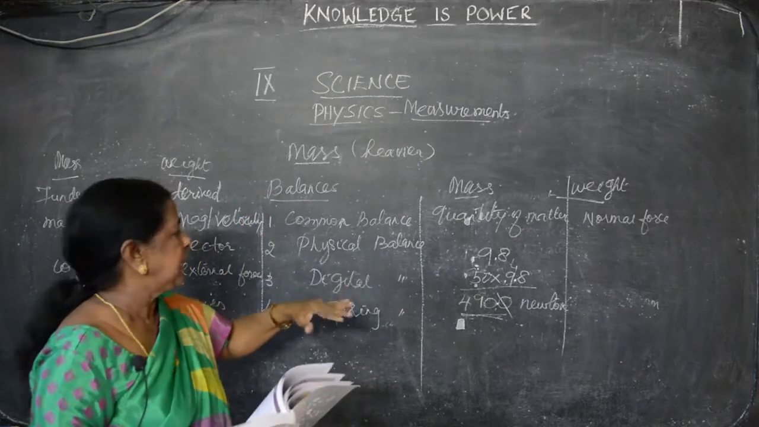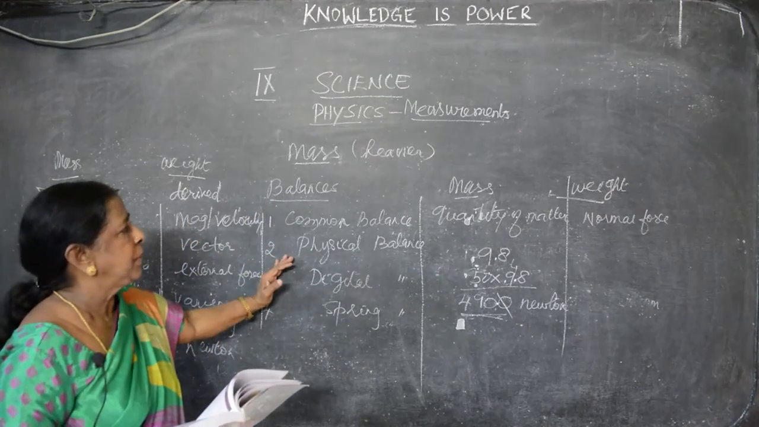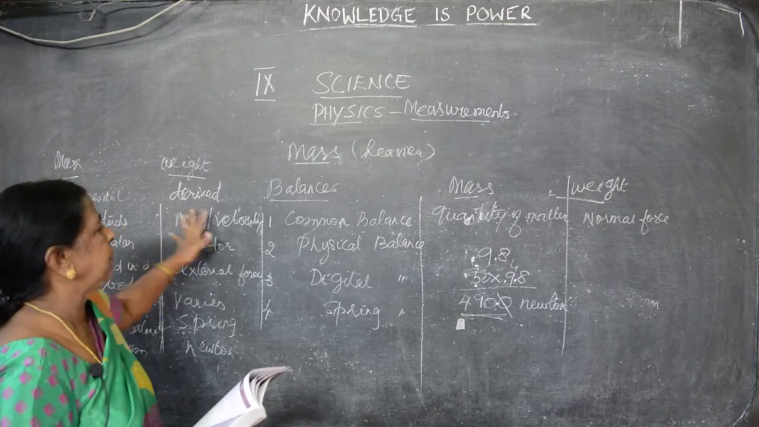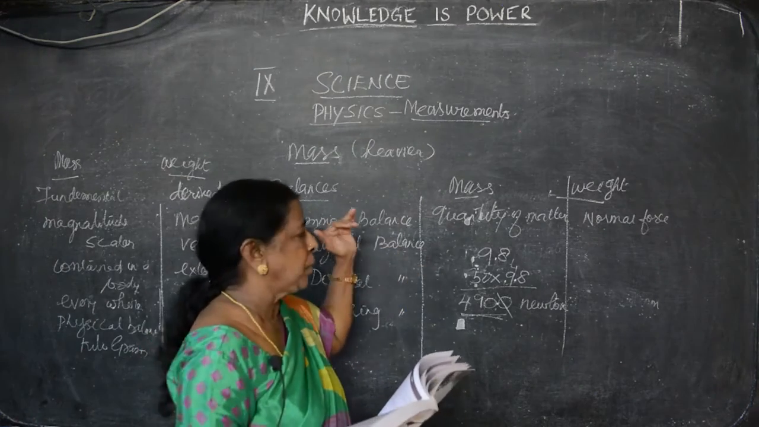There are 4 kinds of balance. I said common, physical, digital and spring. Everything we use in day-to-day life. And we have seen what the differences are between mass and weight. Then how to find out the weight of a man when he is on the moon.